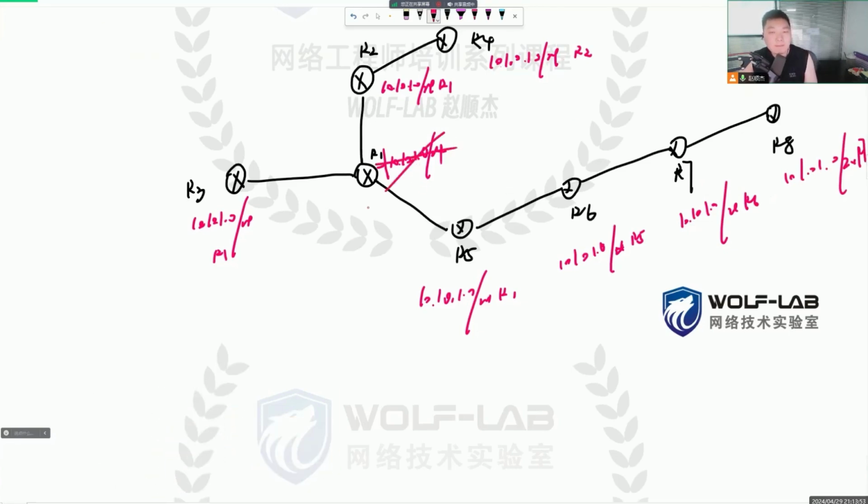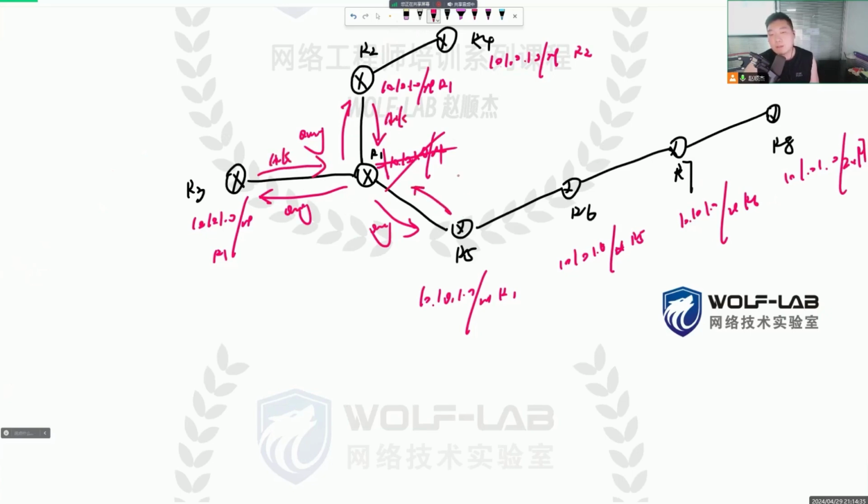Let's assume at this moment R1's loopback 0 interface is down. This route entry is lost from R1's EIGRP database. R1 lost such a successor route and found that there is no feasible successor route. It will immediately send to all our EIGRP neighbors, to the destination address 224.0.0.10, the EIGRP multicast address, a query message. All routers, once a query message is received, immediately reply with an ACK indicating that they received it.